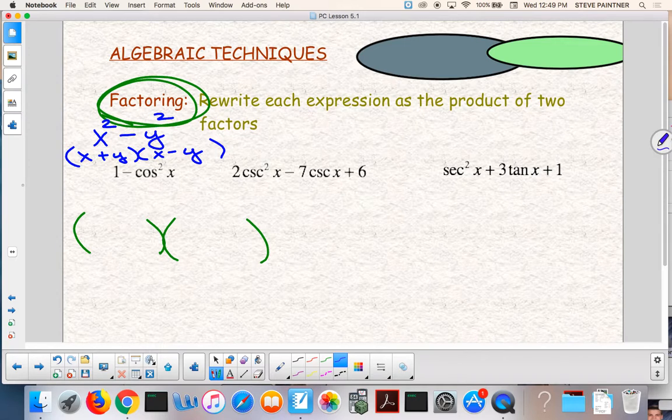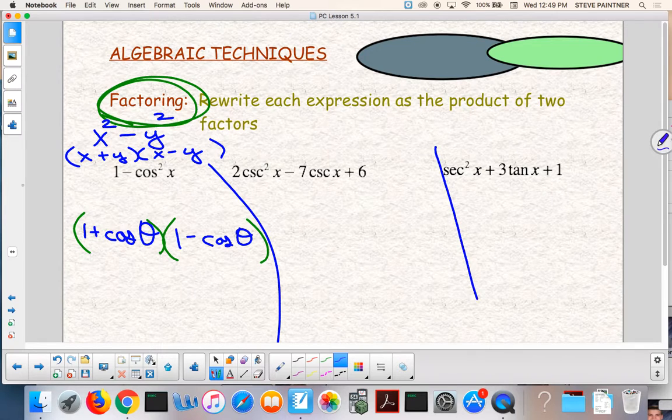It's the same look. That's a perfect square minus a perfect square. What's the answer? 1 plus cosine times 1 minus cosine should do it. Sorry. 1 plus cosine, 1 minus cosine. Okay. There it is. Just so you know, x is theta. And that's why I switched it over. I tend to do that a lot.